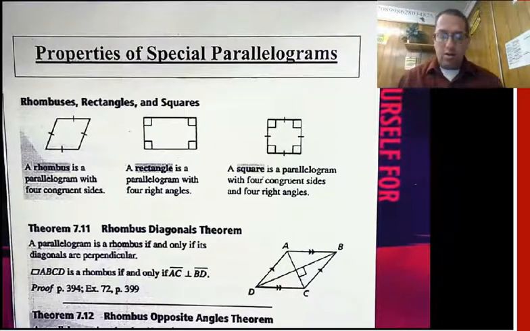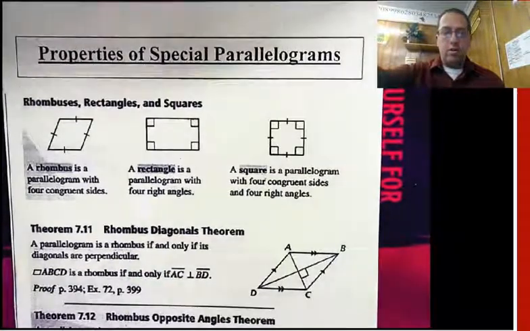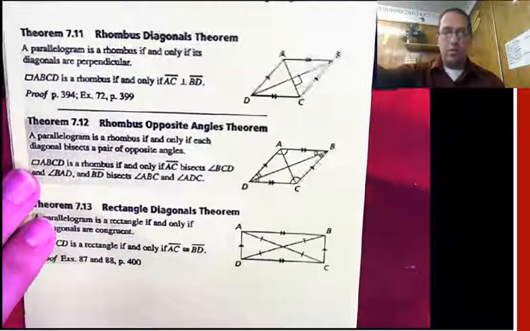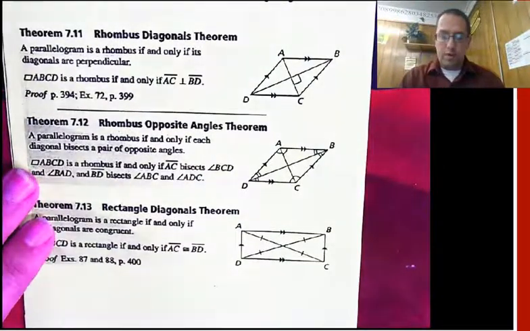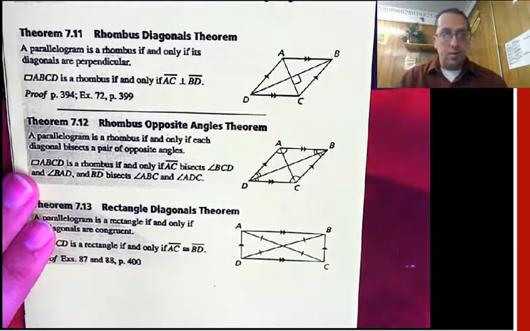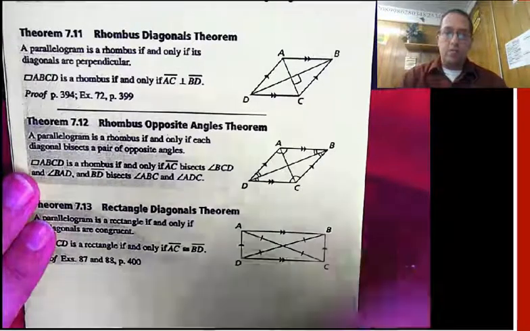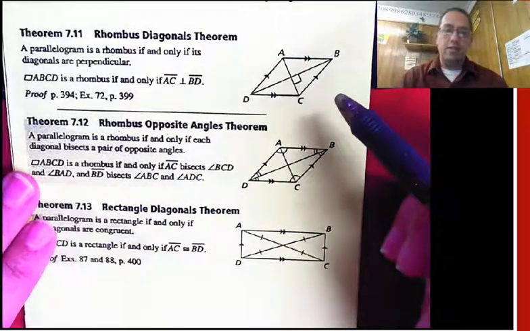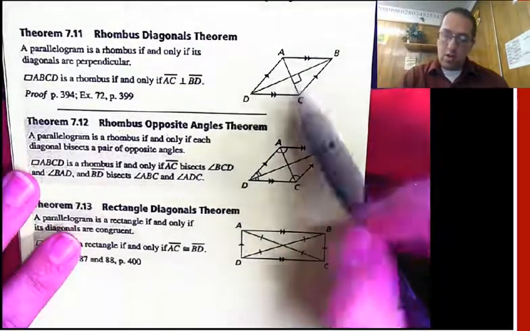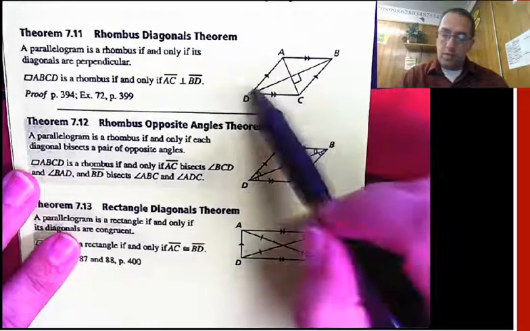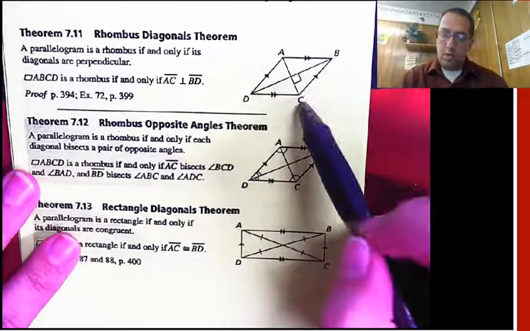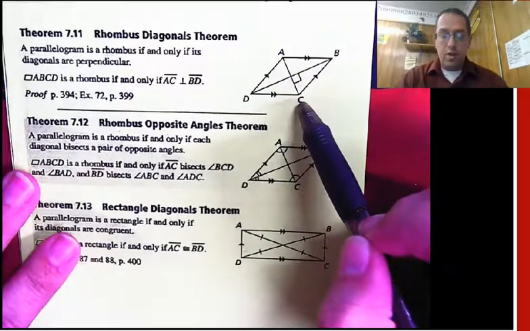Now, there are three theorems that we're going to look at that are specific to these special figures, special parallelograms. The first is the rhombus diagonals theorem. What this says is if a parallelogram is a rhombus, then its diagonals are perpendicular. It is a rhombus if and only if it has perpendicular diagonals. So, with a rhombus, the diagonals will be perpendicular to each other, which makes sense.